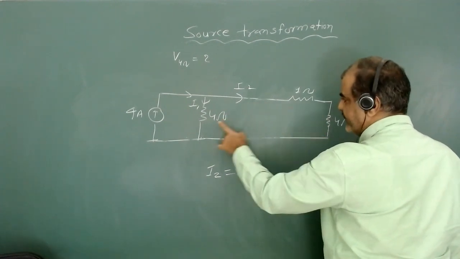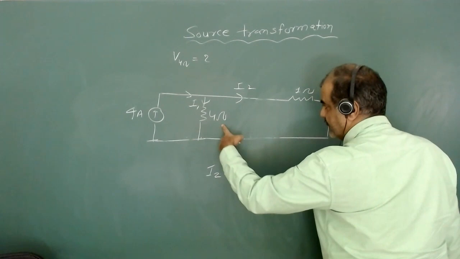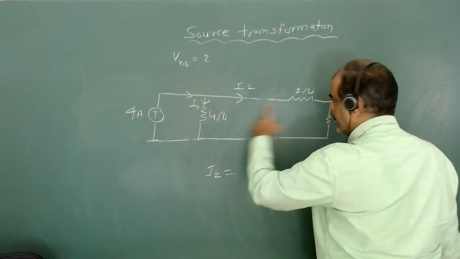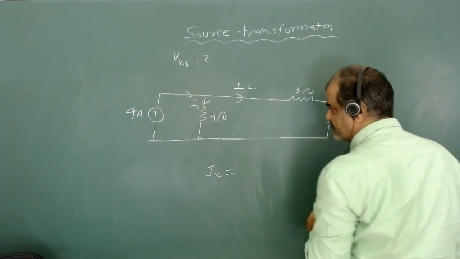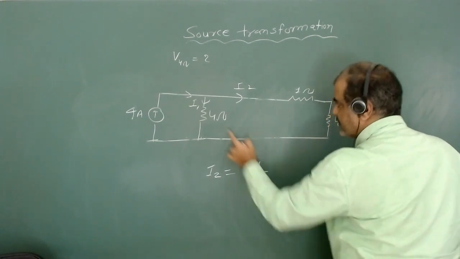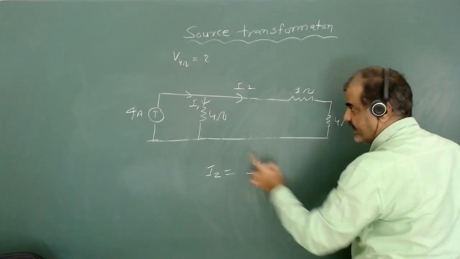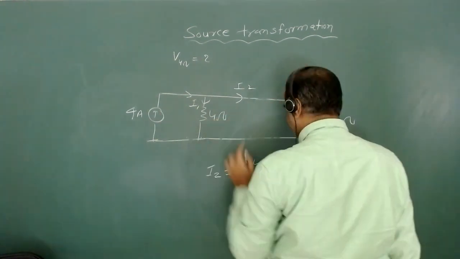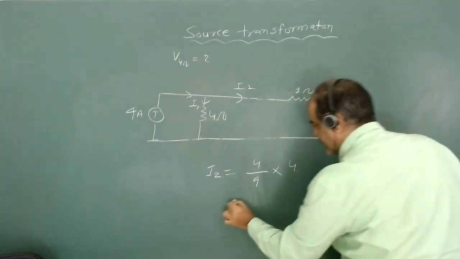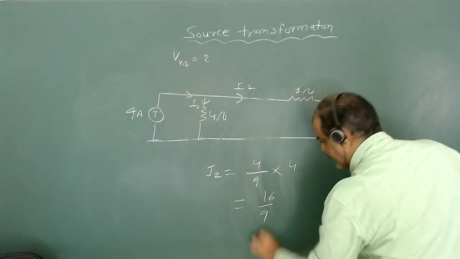I will take the resistance which is parallel to these 2 resistances. So this will be 4 over the sum of all the resistances, 4 plus 1 plus 4, which is 9, and the total current value is 4 ampere. So this becomes 16 upon 9.